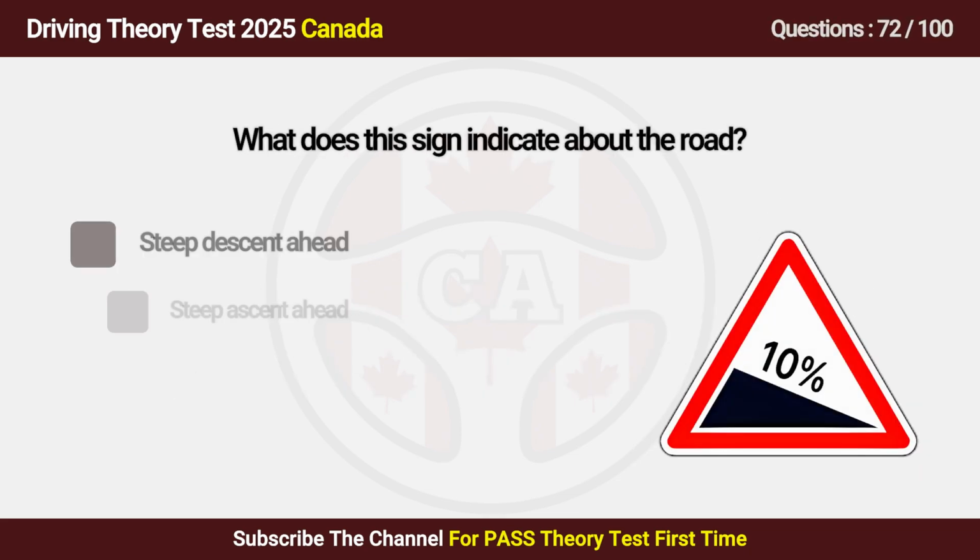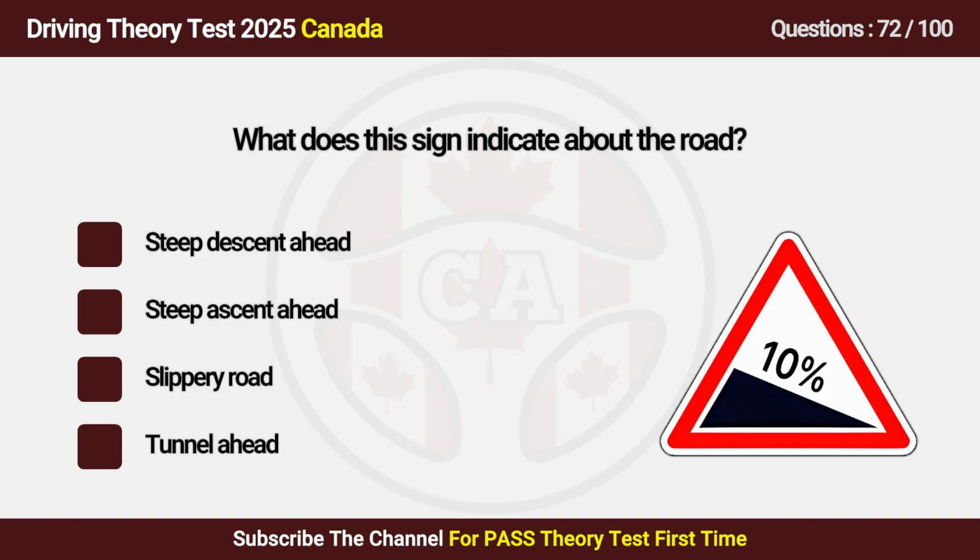Question 72. What does this sign indicate about the road? A. Steep descent ahead. B. Steep ascent ahead. C. Slippery road. D. Tunnel ahead.